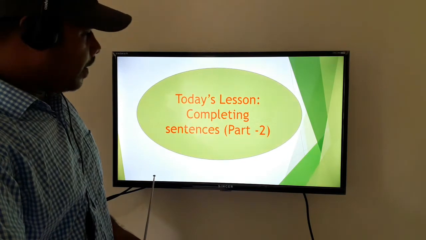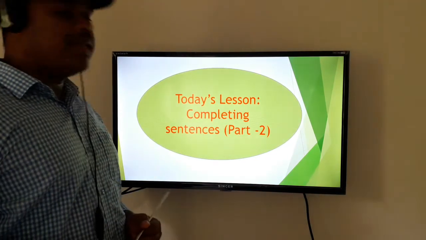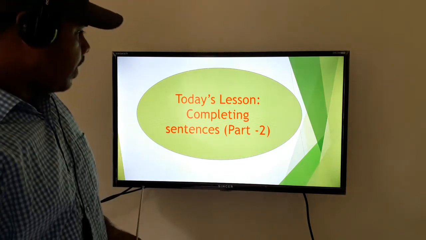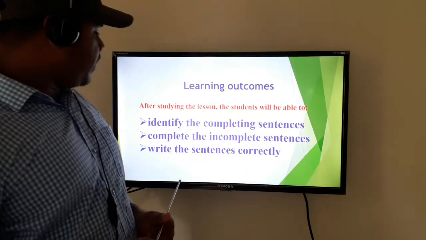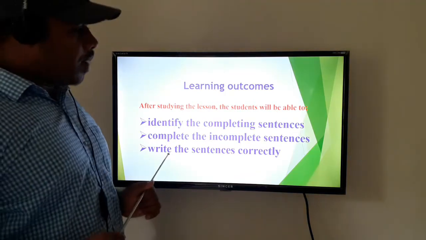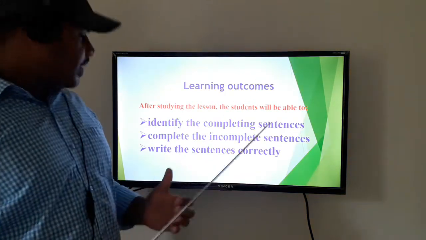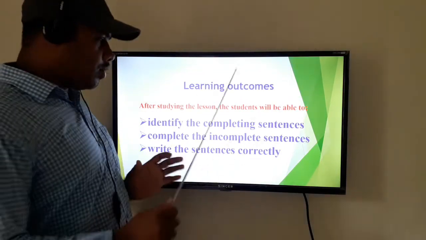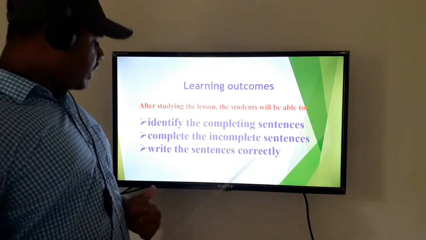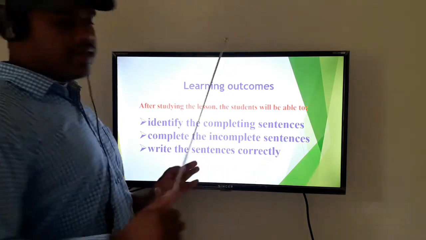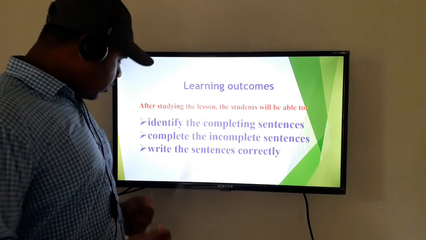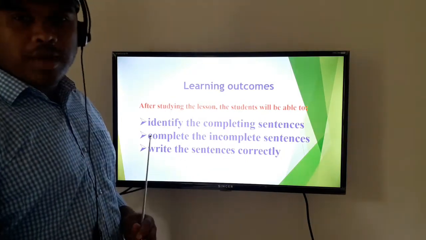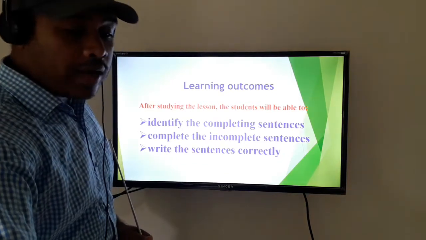And our today's topic is completing sentences, and that is part 2. After studying the lesson, you will be able to know, that is our learning outcomes. You will be able to identify the completing sentences. I mean, you will understand what completing sentences are, and you can complete the incomplete sentences. That is very important. And then you can write the sentences correctly. So that is our outcome from our today's lesson. Okay, so let's start.